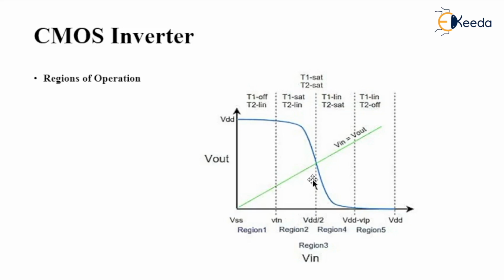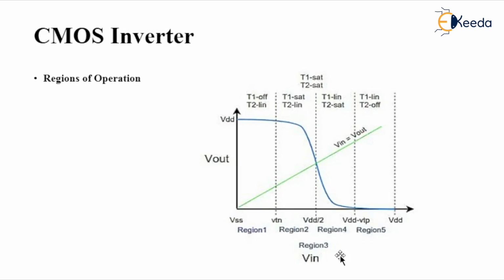So in the case of region 2, what happens? Region 2 is all about the voltage between the threshold voltage and VDD by 2. So it has exceeded the threshold voltage. When it exceeds, definitely the transistor T1 will start to conduct. While conducting it will move to saturation mode, and T2 will be in linear mode itself.